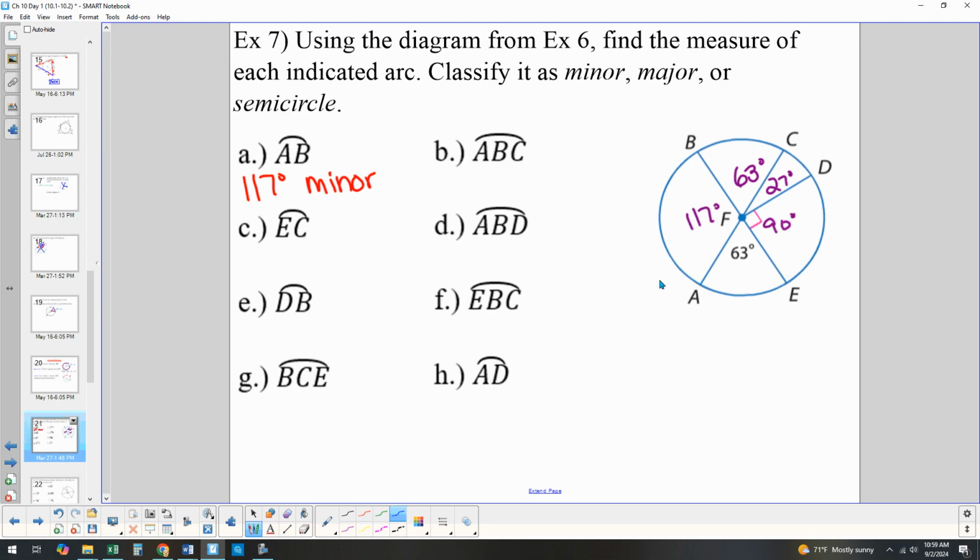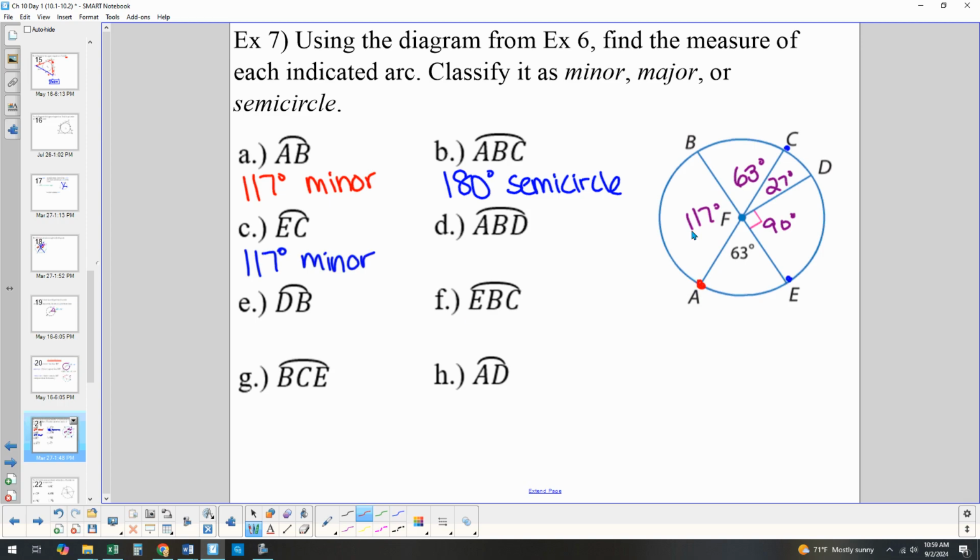The next one is ABC. So I want to start at A, hit B first, and then hit C. So together, all this outside, if AC was a diameter, that makes ABC a semicircle and 180 degrees. Let's look at EC. The shortest way to get from E to C would be this way. So together, that's 90 and 27, or 117 degrees. And again, two letters is automatically a minor arc.